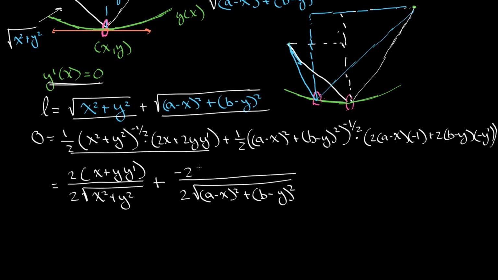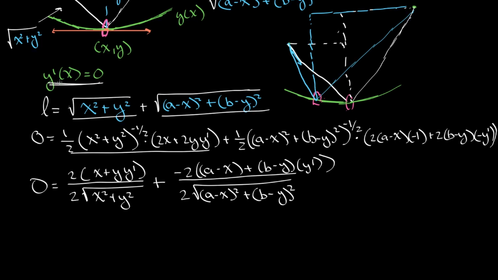And we're left with a minus x plus a b minus y times y prime. So plus b minus y times y prime. And that is all in our numerator. So now this is again equal to 0, and now we want to specifically look at this critical point.